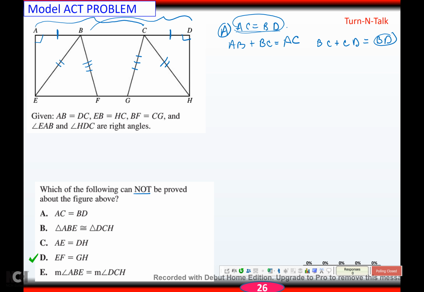Okay, we'll see how these both have BC in them. So if I solve this for BC, I'd say BC equals AC minus AB. And if I solve for BC over here, I'd say BC equals BD minus CD. Therefore, AC minus AB has to equal BD minus CD. And what does that tell me?